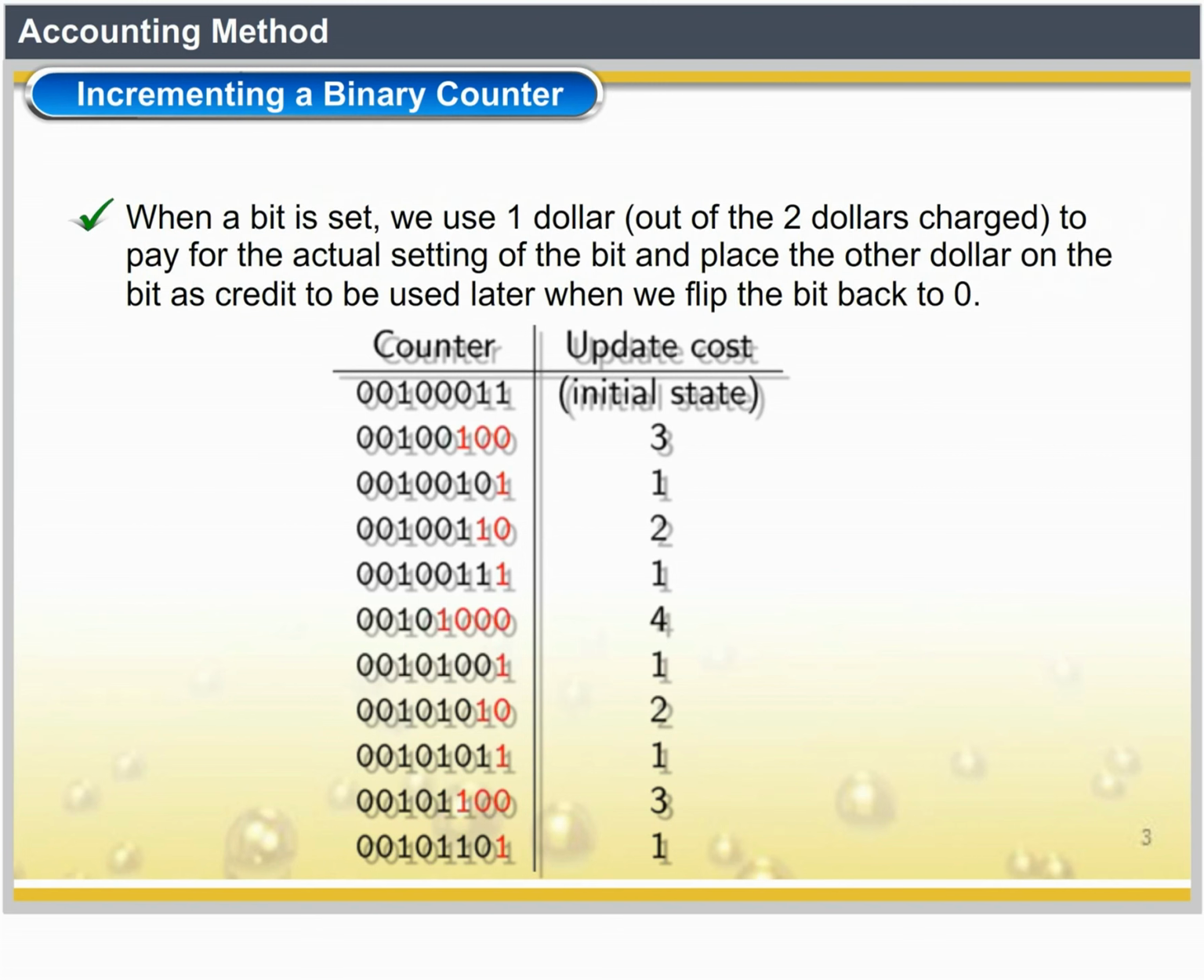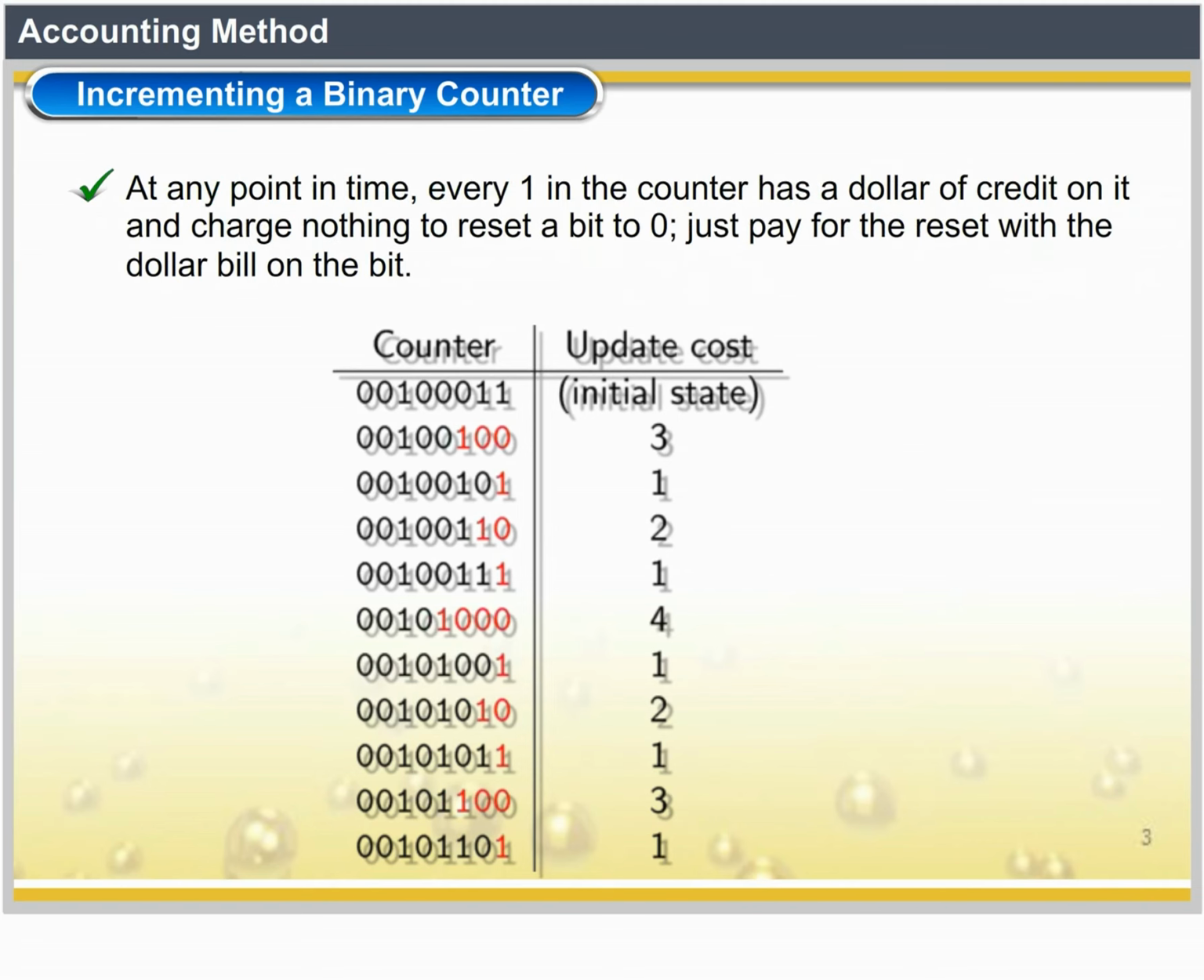When a bit is set, we use $1 out of the $2 charged to pay for the actual setting of the bit and place the other dollar on the bit as credit to be used later when we flip the bit back to 0. At any point in time, every 1 in the counter has a dollar of credit on it, and we charge nothing to reset a bit to 0. Just pay for the reset with the dollar bill on the bit.